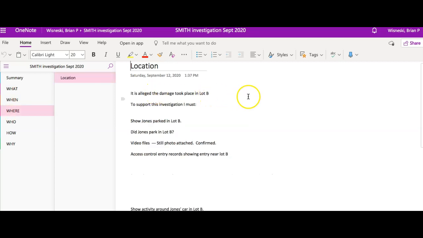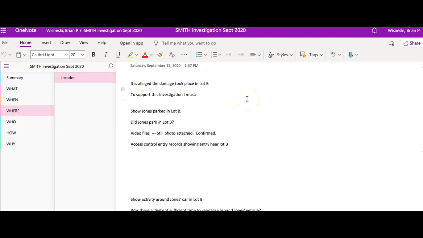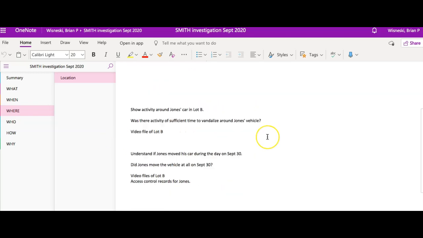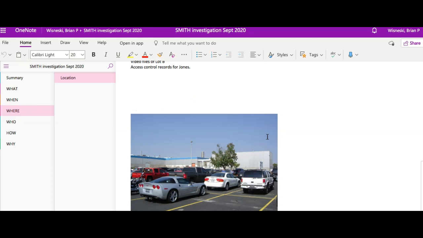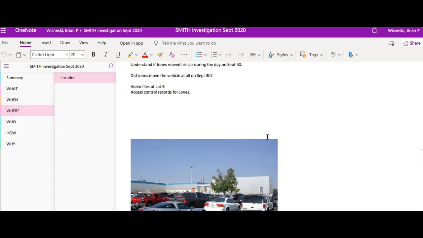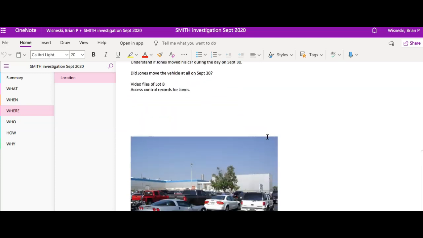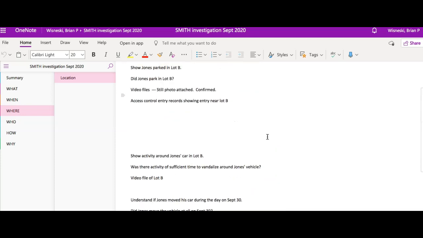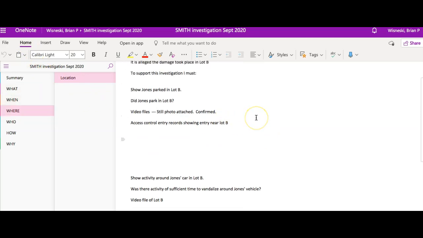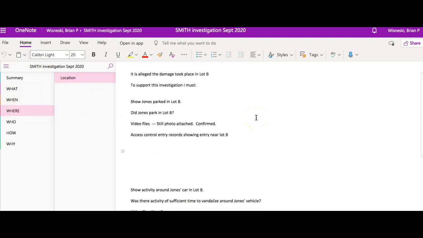I now go to my where tab. Location. It's alleged that damage took place in Lot B. Okay. Supported, I must show that he parked in Lot B. Did he? He did. And in fact, in this case, there's a picture of Jones' Corvette right there, parked in Lot B. So I am able to attach, and in this case, I just plugged it right onto the screen here, but you can also attach files and video clips and investigation notes.